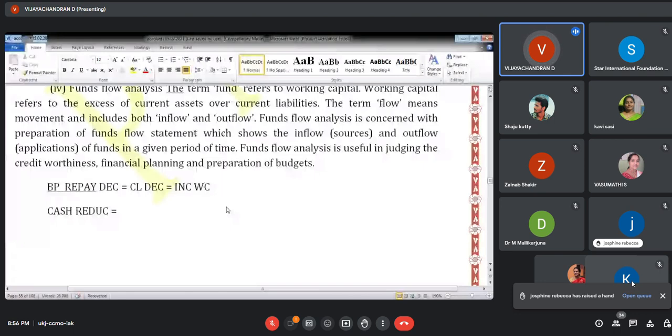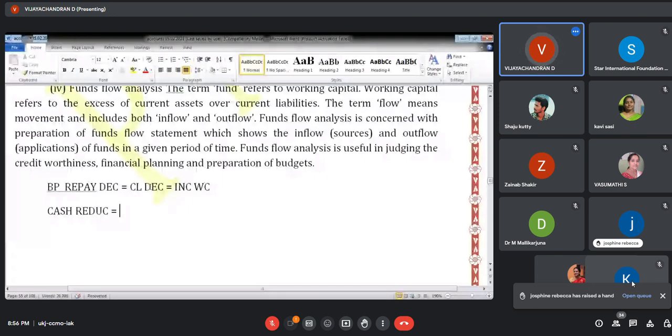Again, I'm telling what are the items coming under the current assets: inventory or stock, bills receivable, short term loan, prepaid expenses, marketable securities. Five items coming under current asset. What are the items coming under the current liability? Bills payable, bank OD, outstanding expenses. These are all coming under current liability. So if you are repaying the bills payable, it will be declining. I told, it's an inverse relationship: current liability, working capital, inverse relationship.